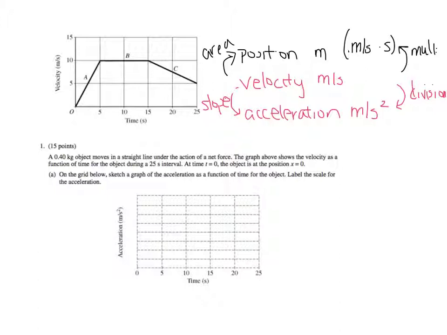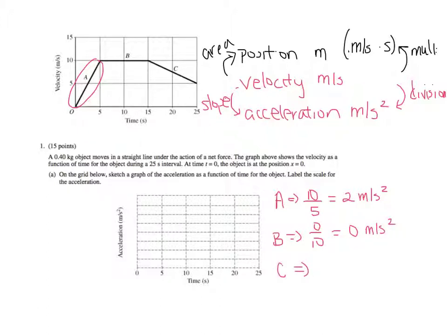So what we're going to do first is calculate the slope in each section. So in section A, which is right here, our rise is up 10 and our run is over 5. So our slope is 2 meters per second squared. In section B, we're getting up nothing and over 10 units, which gives us a slope of 0 meters per second squared. And in section C, we are going down 5 units, so negative 5, over 10, which is negative 1/2 meters per second squared.